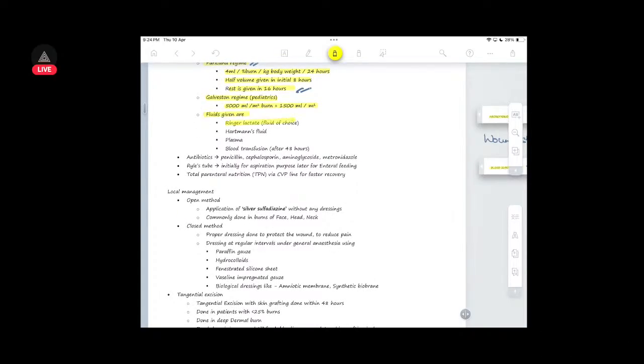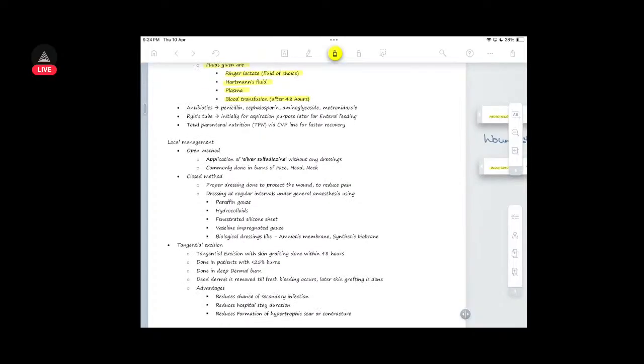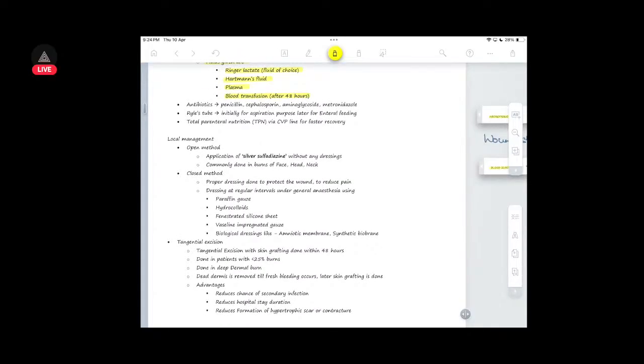Fluids given: Ringer lactate is the fluid of choice. Hartmann fluid, plasma and blood transfusion after 48 hours. Antibiotics: give penicillin, cephalosporin, aminoglycoside, metronidazole. Ryle's tube. Total parenteral nutrition, TPN, via CVP line for faster recovery. Ryle's tube can also be provided for aspiration purposes.